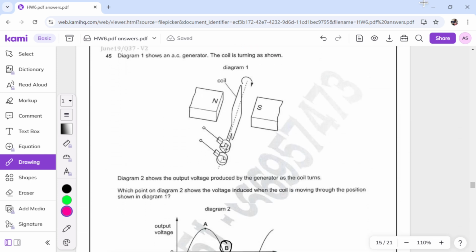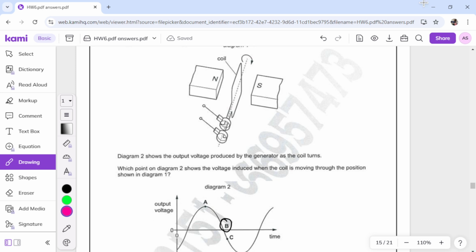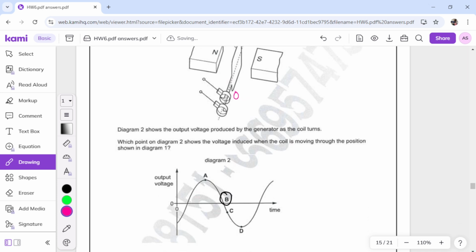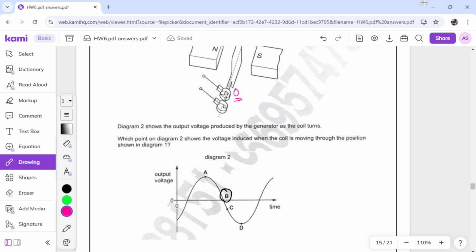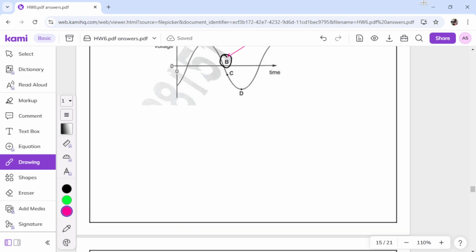Now diagram 1 shows an AC generator. The coil is turning as shown. As you see, we have a vertical position. So this position is our 0. Now he said diagram 2 shows the output voltage produced by the generator as the coil turns. Which point on diagram 2 shows the voltage induced when the coil is moving through the position? Because, as I said, this position is 0, so now I will choose B.